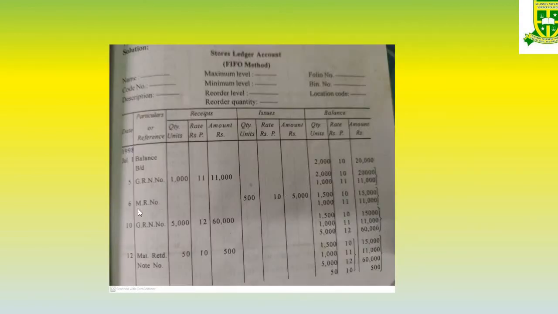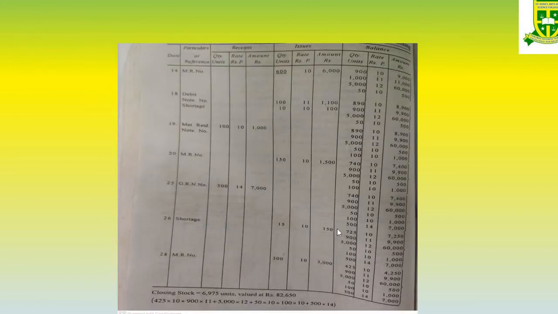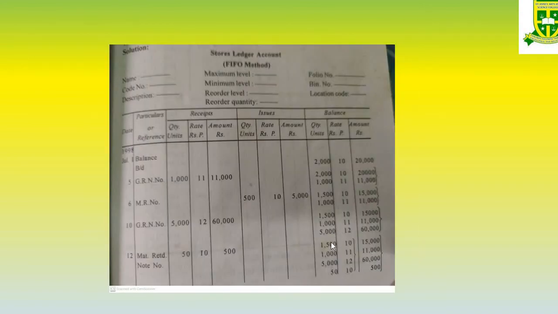So see that on 6th July we issued 500 units. What is the rate of that? 10. So in that we are getting back 50. What is the cost of it? 10. So 50 into 10, 500, which we got. Already 3 stocks are available, 1,500, 1,000, 5,000. Now one more stock is adding, 50, 10, sorry, 500. So that is the entry for returning back from the manufacturing process. We have to make an entry like this.